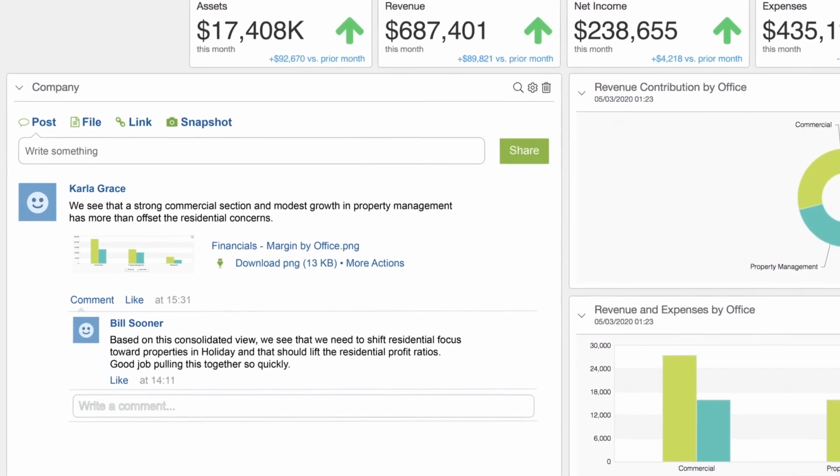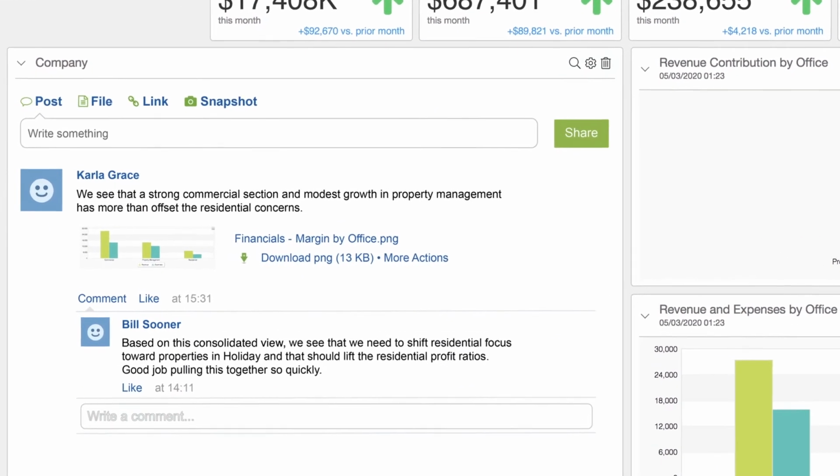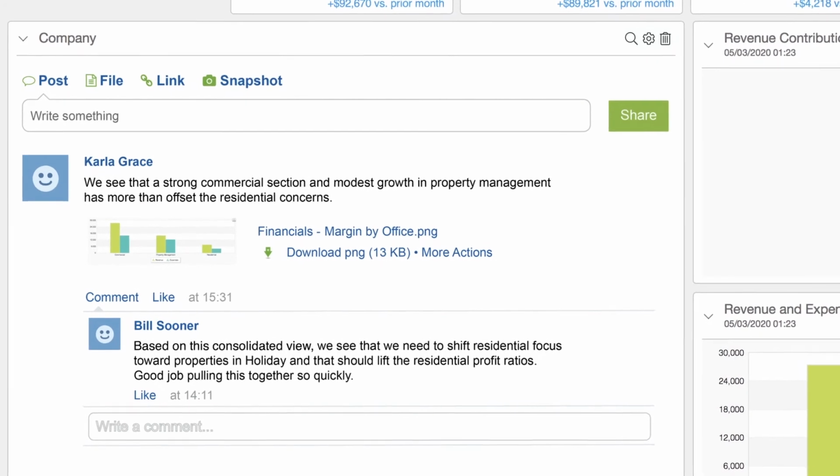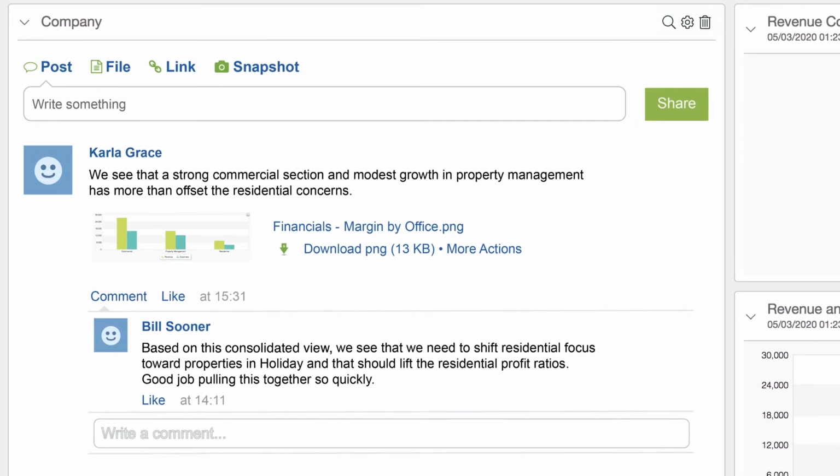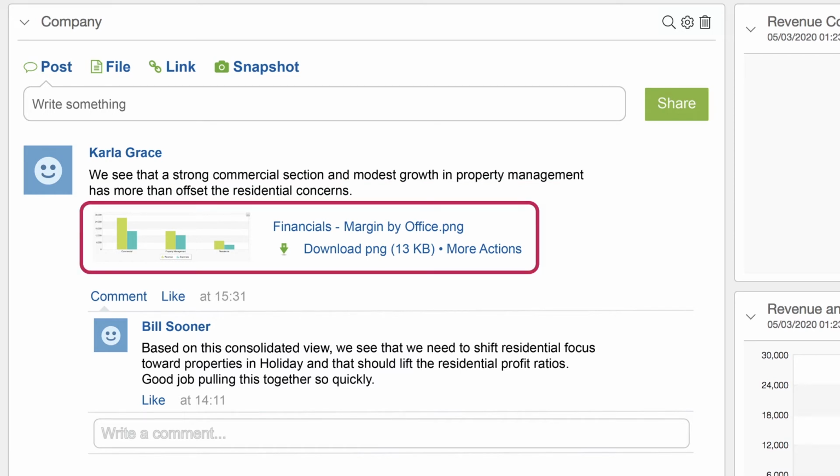You collaborate on decisions and then document those decisions in the context of the financial records they relate to. Note the CFO's comment. We see that a strong commercial section and modest growth in property management has more than offset the residential concerns. Notice the included snapshot of the graph, now permanently stored as part of the conversation.